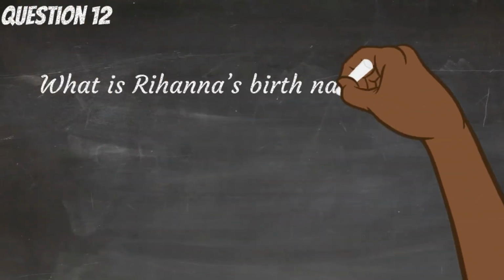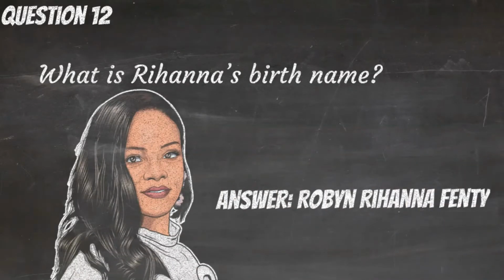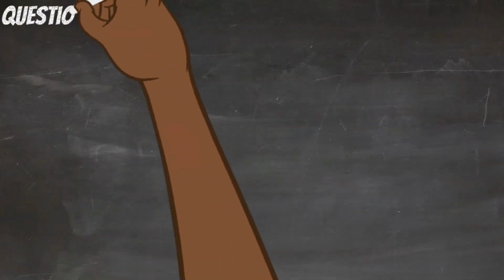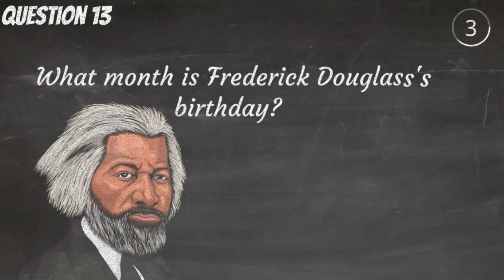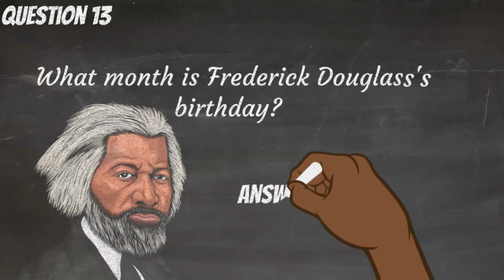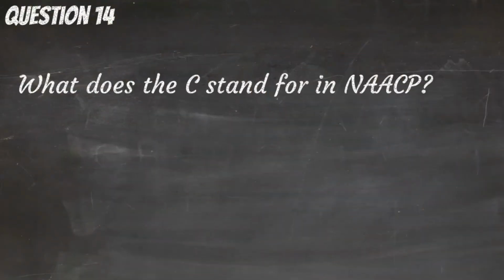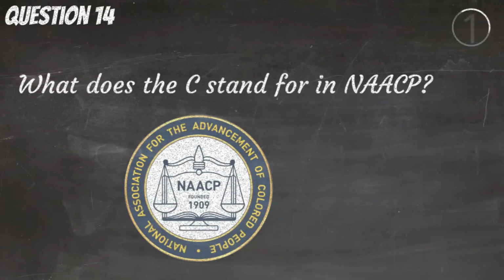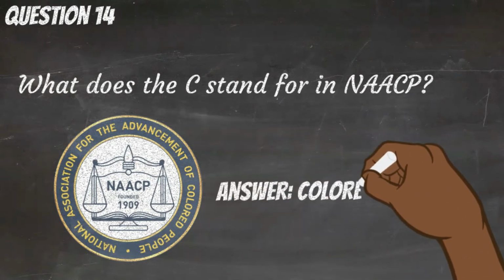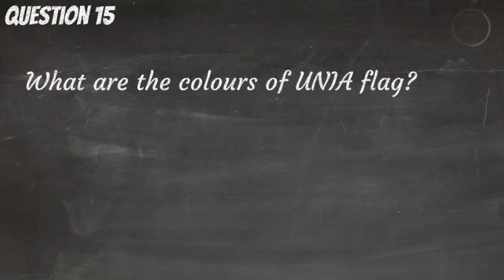Question 12. What is Rihanna's birth name? Robin Rihanna Fenty. Question 13. What month is Frederick Douglass's birthday? February. Question 14. What does the C stand for in NAACP? Coloured.